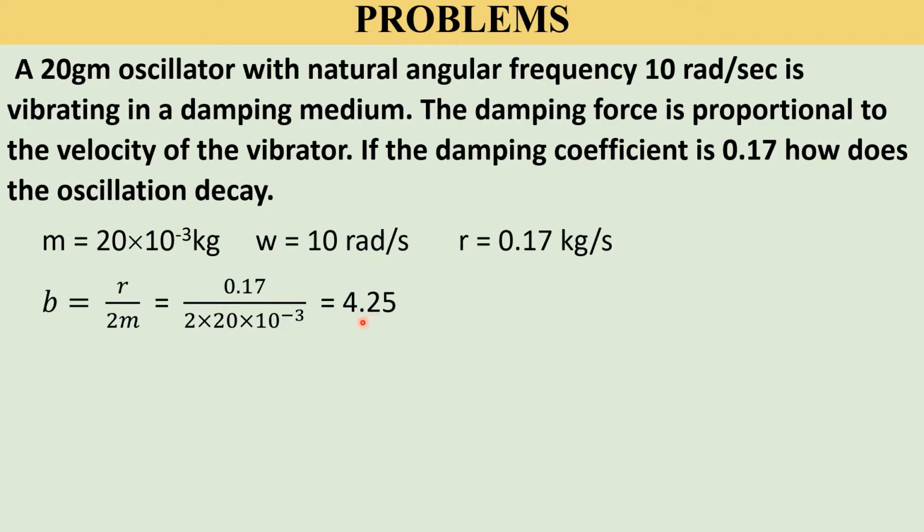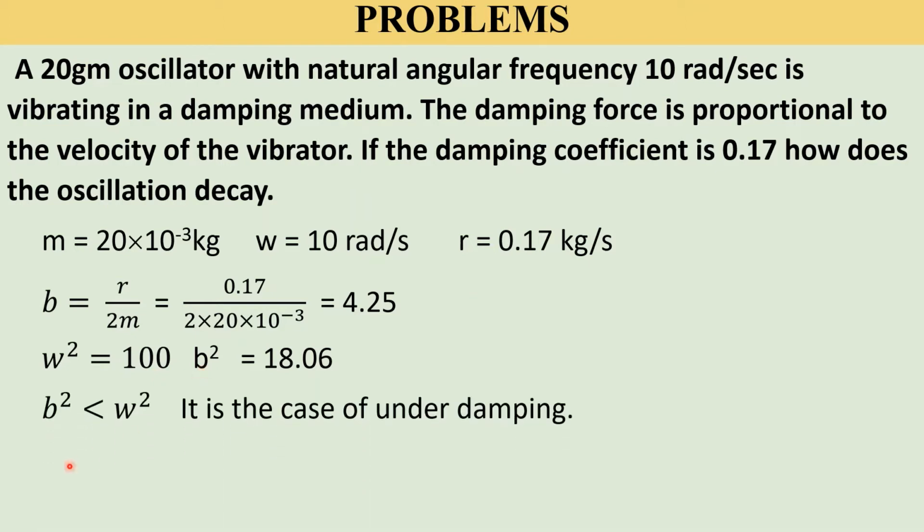So B squared is equal to 18.06, the square of this one. So omega is 10 radians per second, so omega squared is equal to 100. So now here B squared is very small compared with the 100. So that means it is the under damped vibration. So B squared is lesser than omega squared. So it is the case of under damping.